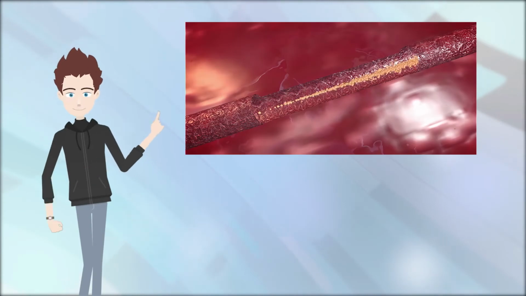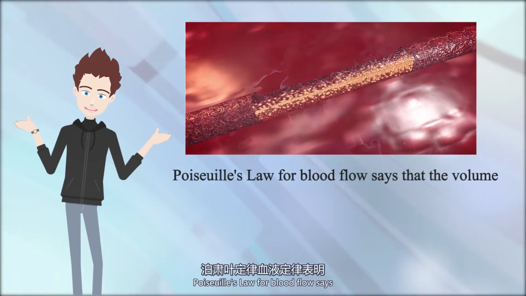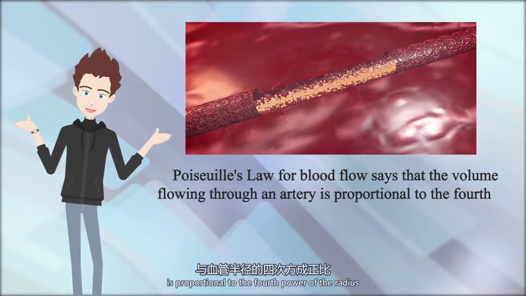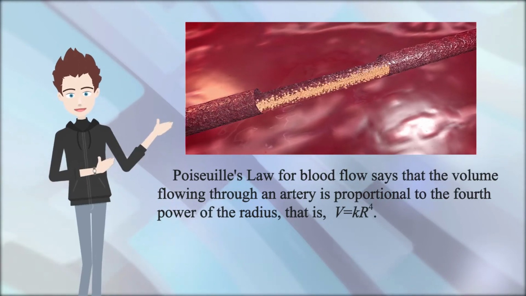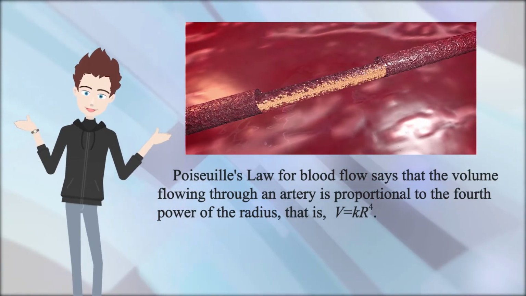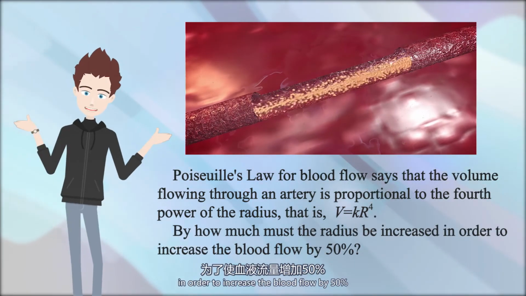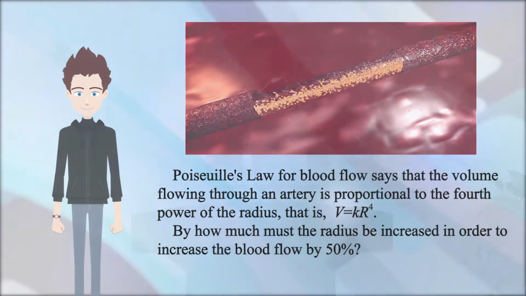Alright, now let's see one example from biology. Jack, would you like to read this problem for me? Okay, in biology, Poiseuille's law for blood flow says that the volume flowing through an artery is proportional to the fourth power of the radius, that is, V equals K times R to the fourth. But how much must the radius be increased in order to increase the blood flow by 50%? Fantastic. Thank you, Jack.